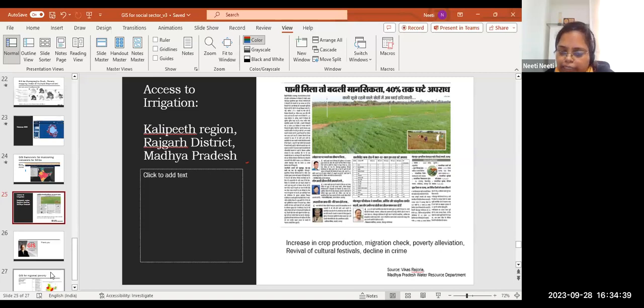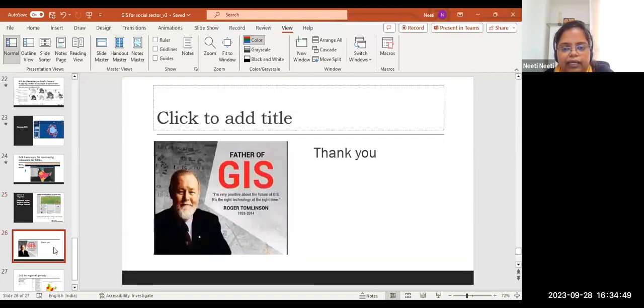So we need to integrate all this together, and GIS is one of the best ways to do that. With that, I will end my presentation, and my colleague will take over from here. And I will end with a quote from the father of GIS, Roger Tomlinson. I'm very positive about the future of GIS. It's the right technology at the right time. Thank you.